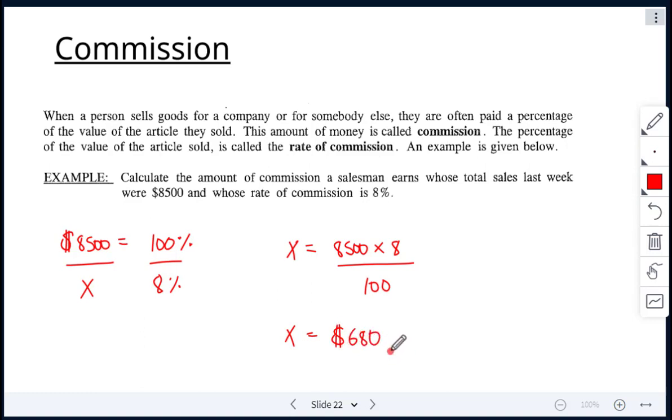All right, so that is his commission. His commission by selling $8,500 worth of goods, he gets $680 commission. Another method of doing that, you could have done 8%. That's equal to 0.08 as decimal. Multiply that by $8,500, and that gives you the same amount of $680.